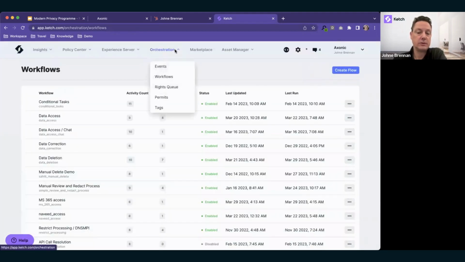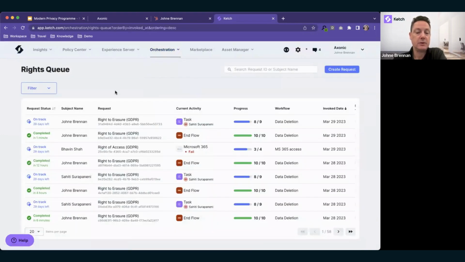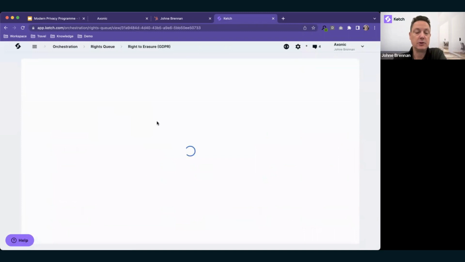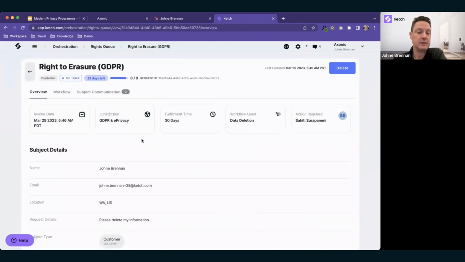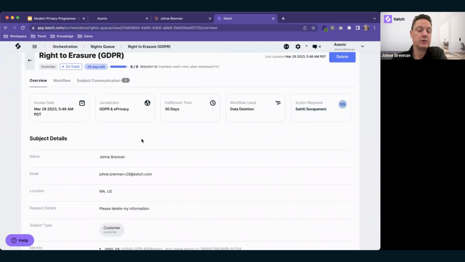Then what you're able to do is, once those requests come through, we also have what we call our queue. So you remember that when I kicked this demonstration off, I started off with a right of erasure for GDPR. And now I can see how this is actually flowing through the system itself. So this will provide you insight into our kind of reporting perspective. This will provide you insight as to what's going on here.